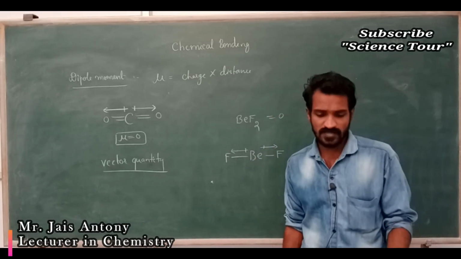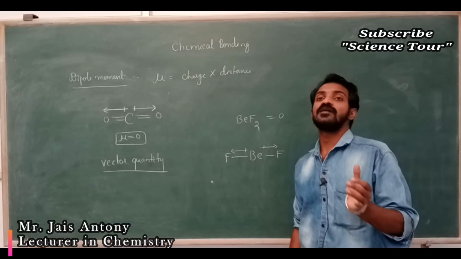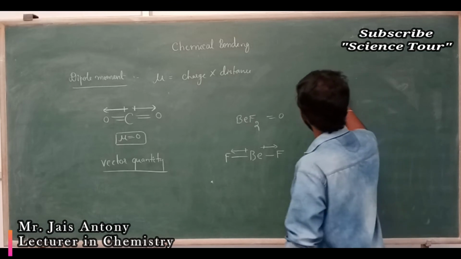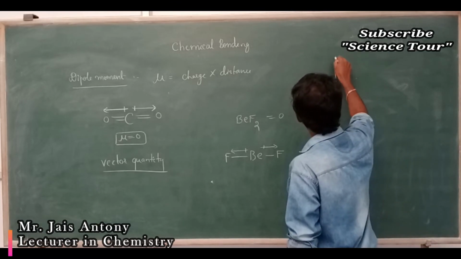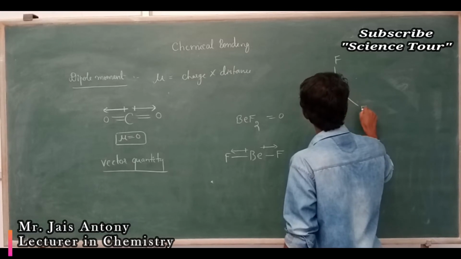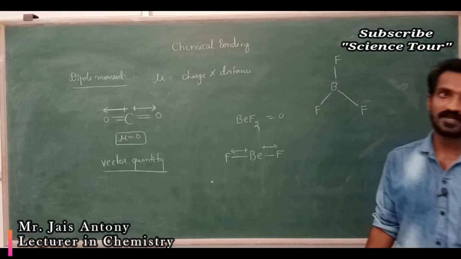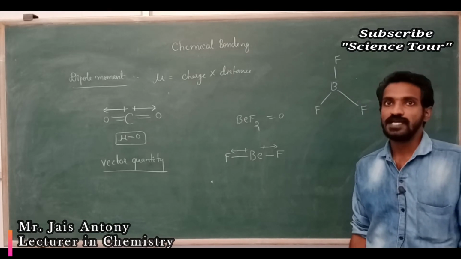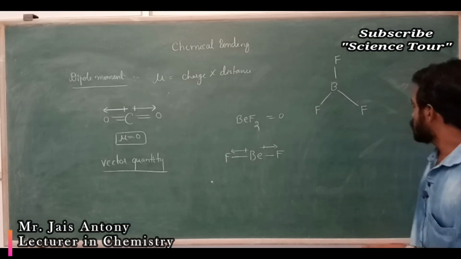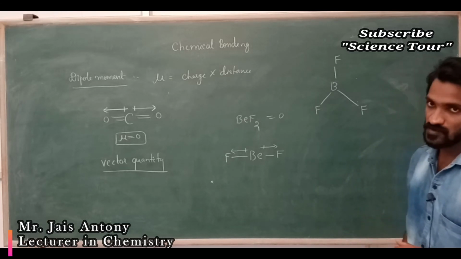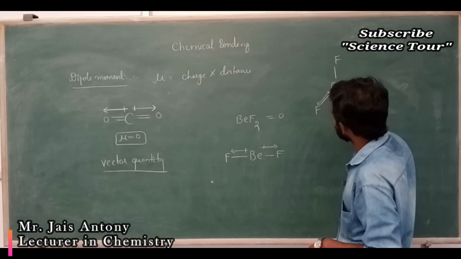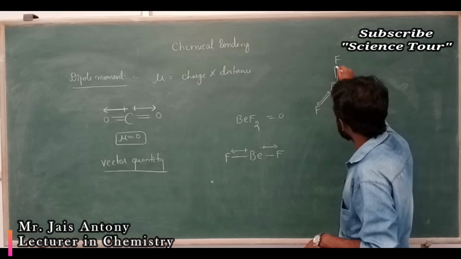My dear students, the next example is boron trifluoride. We will find out. In this boron trifluoride, you have to find the movement. Fluorine is more electronegative, so boron to fluorine electron movement takes place. Here boron to fluorine electron movement takes place.